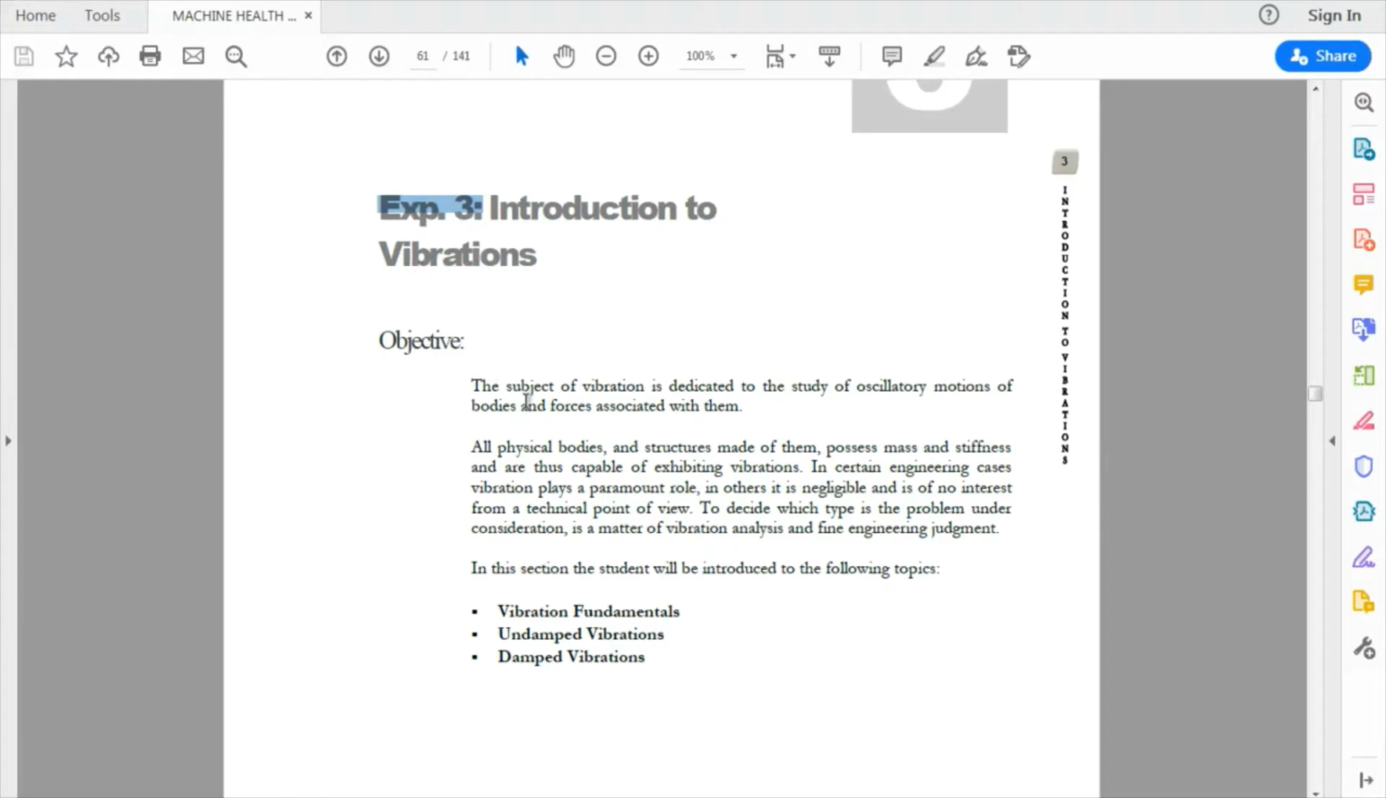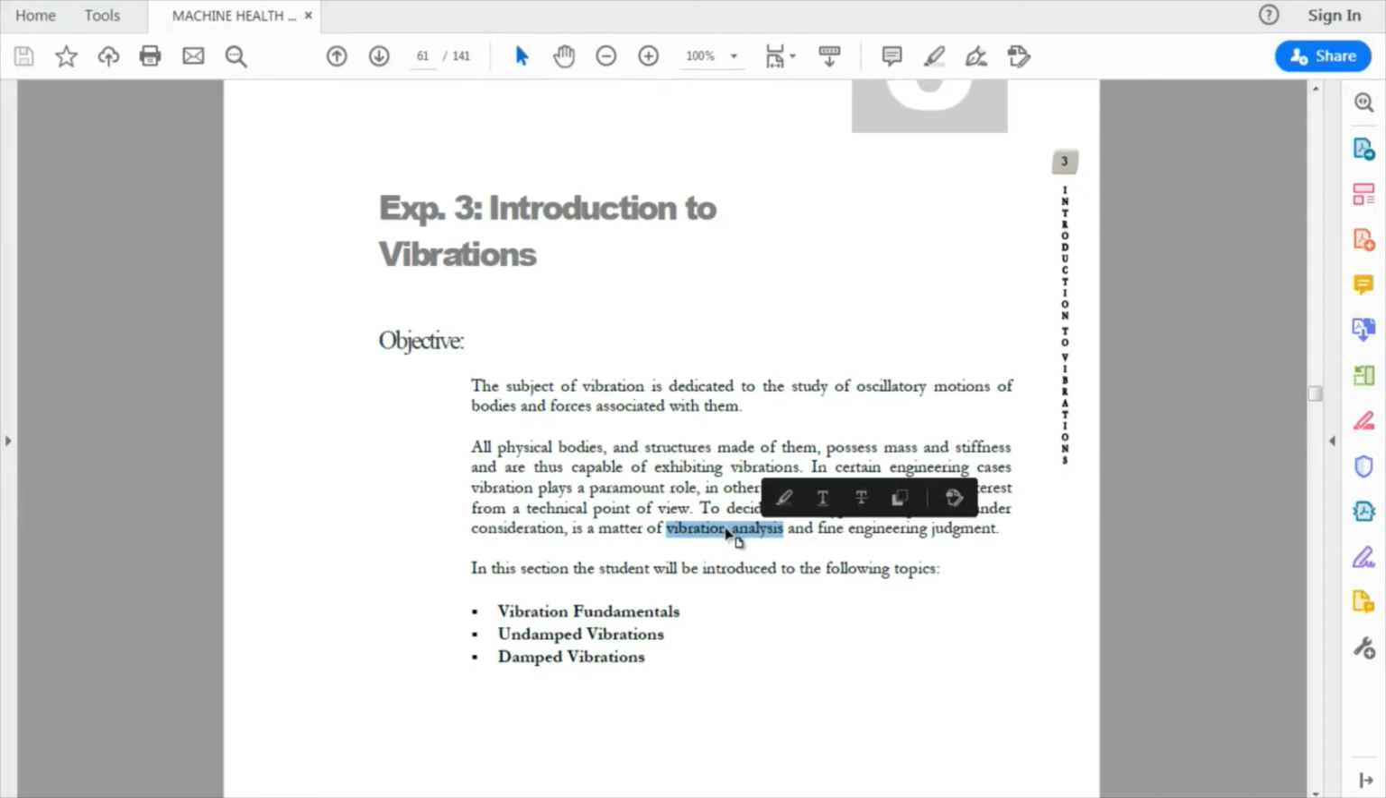So in general, what is vibration? Vibration is the study of oscillatory motions of bodies and forces associated with them. In general, all physical bodies and structures possess mass and stiffness, and they are capable of exhibiting vibrations. In some engineering cases, vibration plays an important role. In others, it's negligible. So it's up to the vibration analysis so that we can decide which case will affect our system and which case will not.